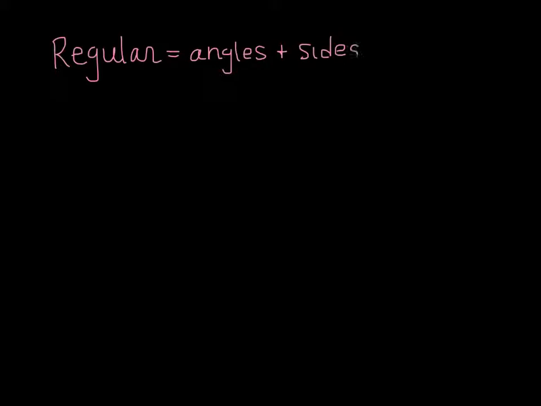We said that if something is regular, that means that all of the angles and all of the sides, all of the angle measurements and all the sides of the polygon are equal. Doesn't matter what size it is, they're all equal. So for a triangle, that's a 60, 60, 60, or if it's a rectangle, then it has to be a square. So all of the sides are the same and all of the angles are the same.